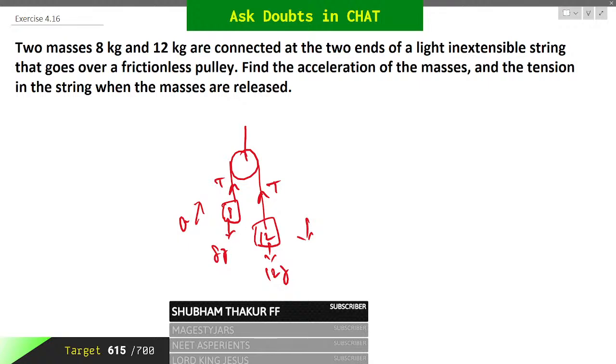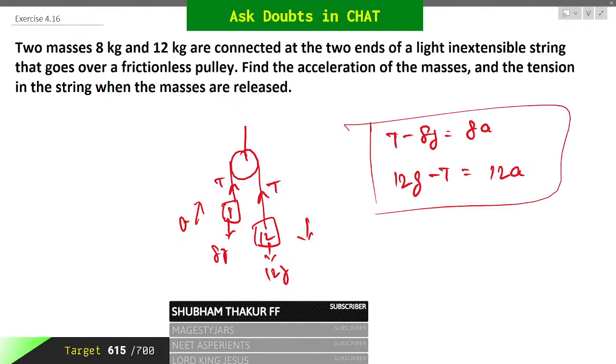So the force equilibrium equation of the 8 kg block would be T minus 8g equals 8a, and that of the 12 kg block would be 12g minus T equals 12a. So once we solve the equations, we will get the values of T and a.